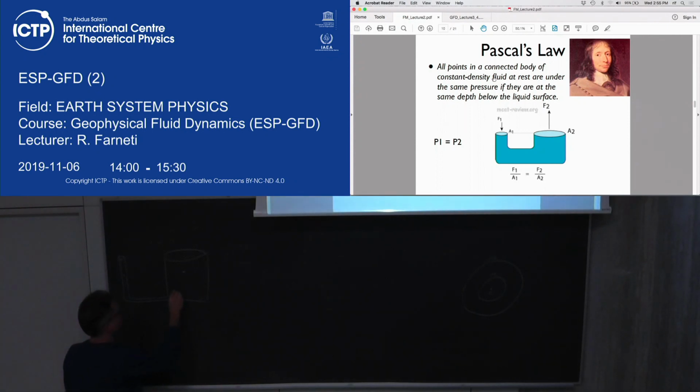Okay. So if it's a connected body of constant density, so density doesn't have to change. Okay. So this density ρ1 is constant throughout this system. Okay. So density is constant. The fluid is connected, of course. The fluid is at rest, we're in static conditions, so you have hydrostatic balance. So every point in this fluid has the same pressure as long as they are at the same depth below the liquid surface. Okay? So P1 and P2 are the same, if this is the same height or the same head.